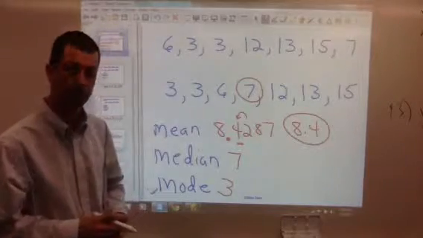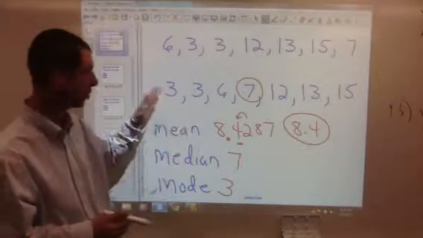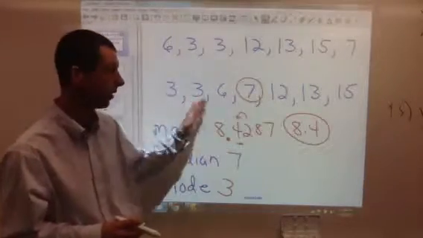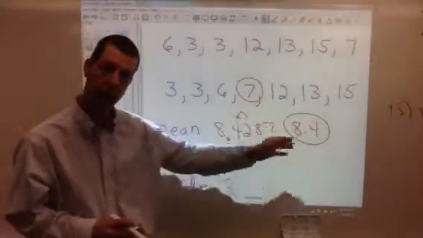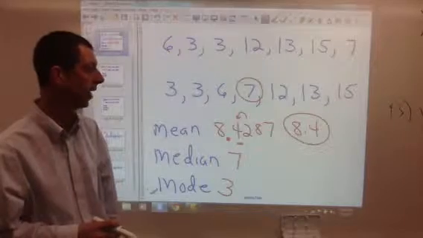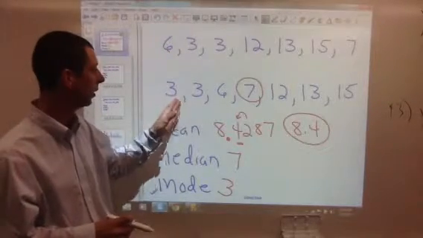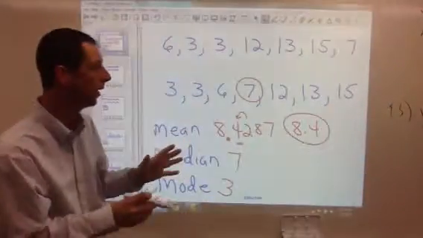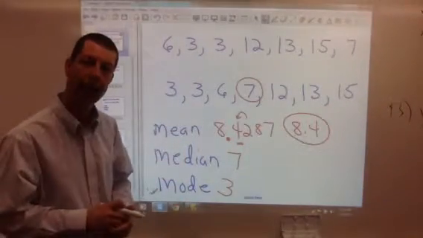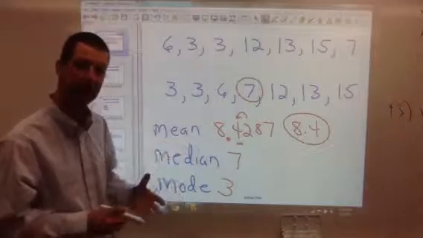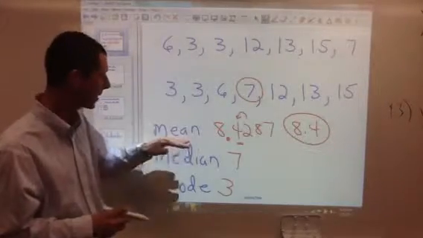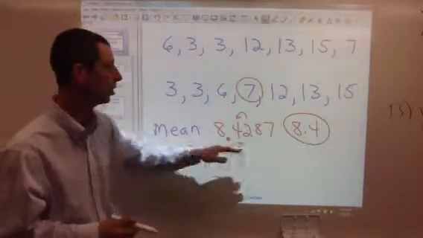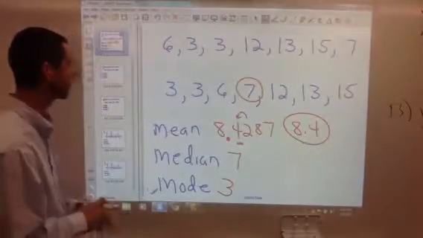Generally speaking, the mean or the average is going to be the best to use unless you have outliers, which would be a really small number in comparison to the data, or a really large number in comparison to the rest of the data. In this case, we don't. Our smallest number is 3, our largest number is 15. So no outliers there. In most cases, if that's the situation, you're best off using the mean, which in this case would be 8.4.